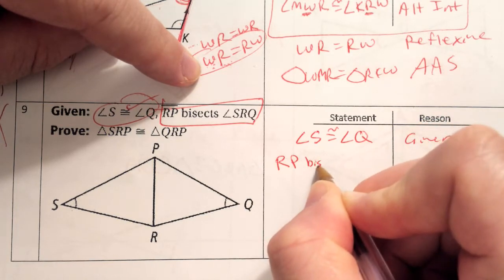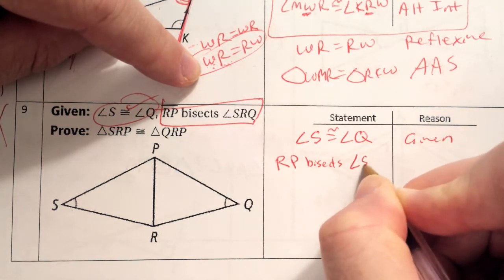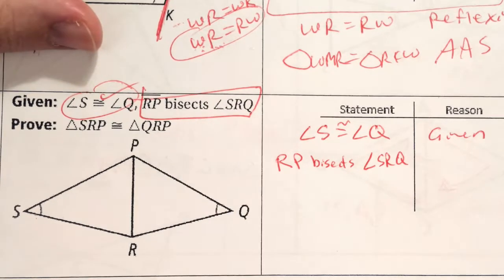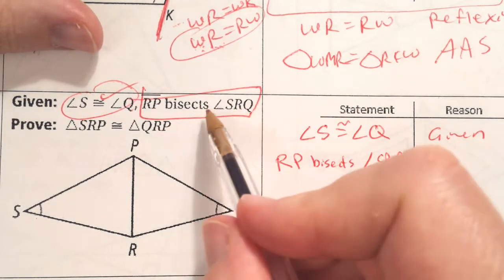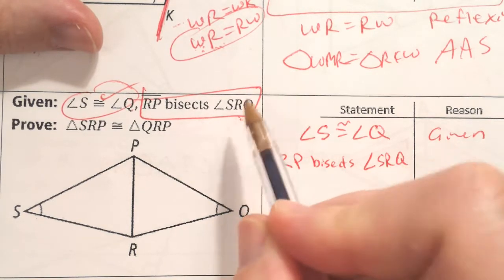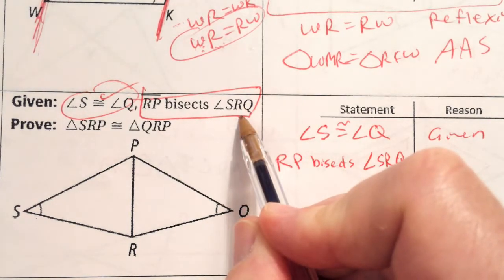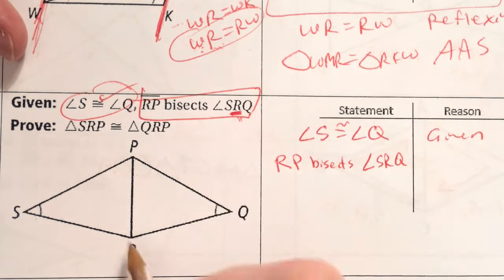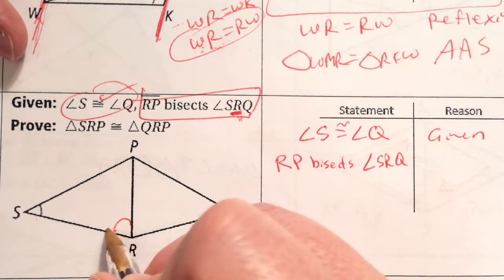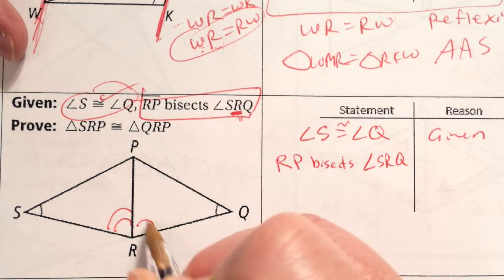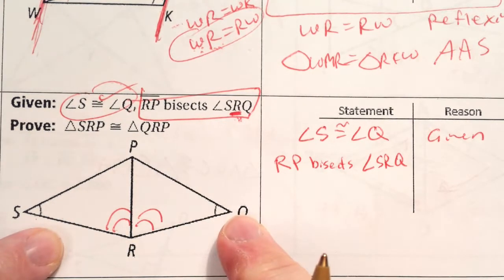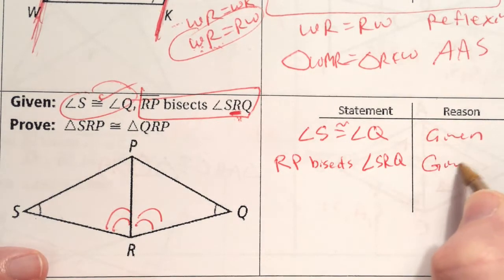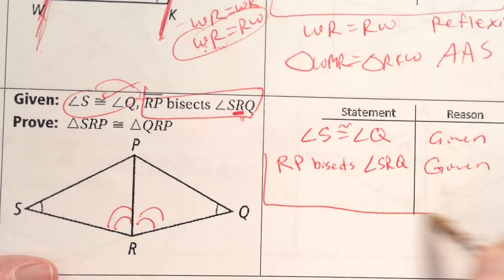RP bisects angle SRQ. Now, bisect means it got cut in half. What got cut in half? It bisected this. This is the thing that got bisected. So what got cut? R. So find R. That got cut in half. So this angle, I'll put a double, is equal to this angle, I put a double, because singles are already being used. Okay, so the bisect was given, so that's a chunk.